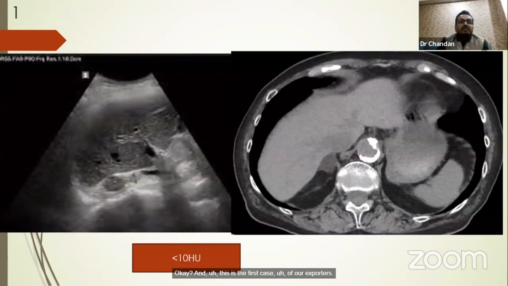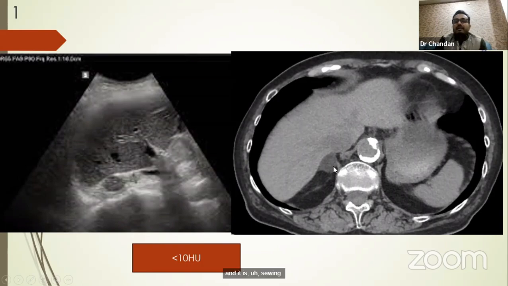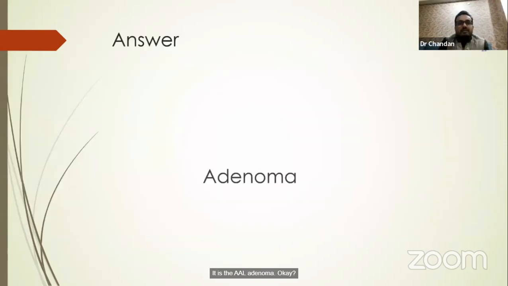Okay. This is the first case of our spotters. This is the ultrasound image, and this is the non-contrast image. In the ultrasound image, there is a well-defined hypoechoic lesion in the suprarenal location, just below segment 6 of the liver. And this is the non-contrast CT image, showing a well-defined hypodense lesion in the suprarenal location abutting the liver, and its HU is less than 10 Hounsfield units. So the diagnosis is obvious. It is an adrenal adenoma.